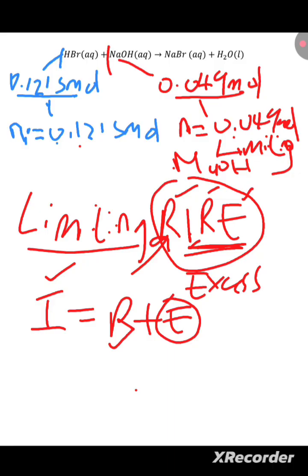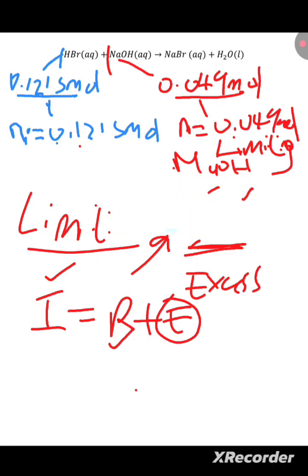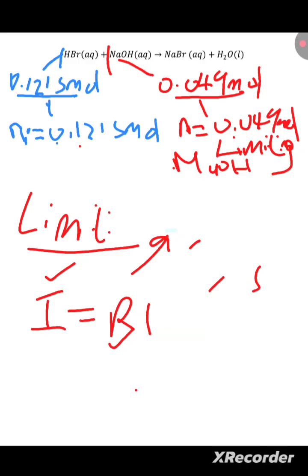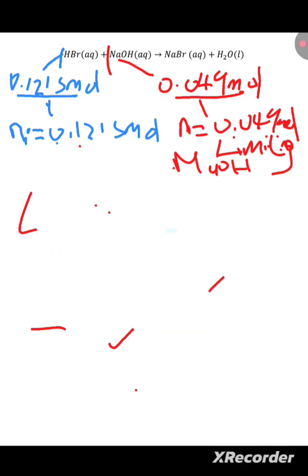Let's see. So let's calculate the reacted number of moles for the excess reactant. We are going to determine that using ratio. We use ratio. We're going to say HBr.